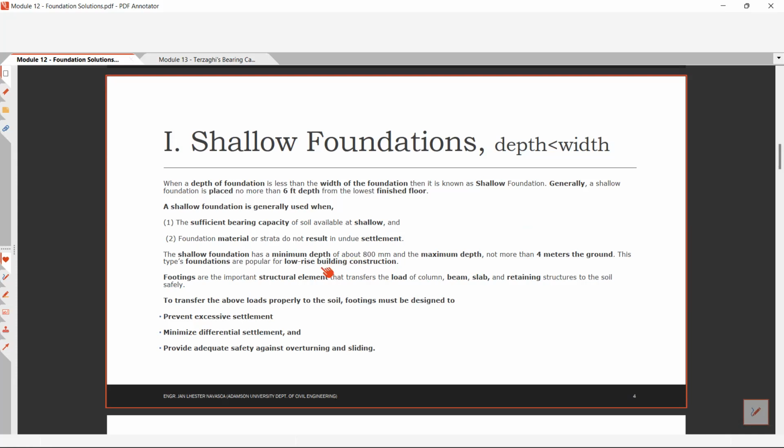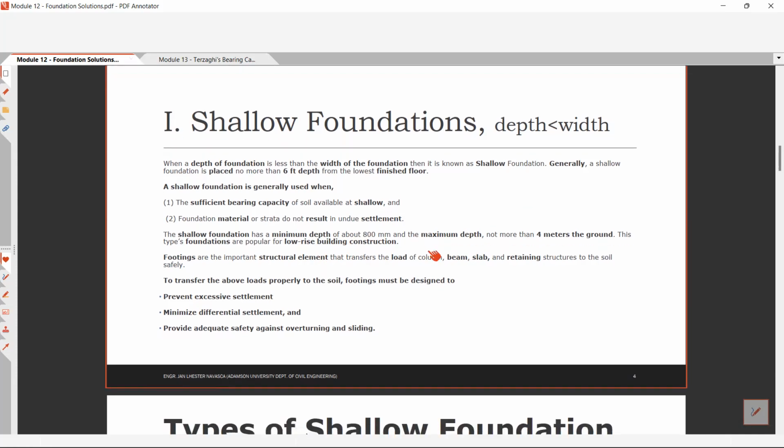Okay, so the shallow foundation has a minimum depth of about 800 millimeters and a maximum depth not more than 4 meters below the ground. So these types of foundations are popular for low-rise to mid-rise building construction. Okay, so dadagdagan ko na lang, mid-rise building construction.